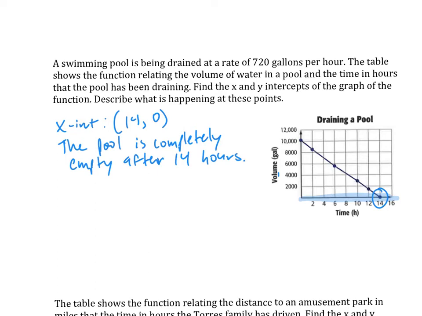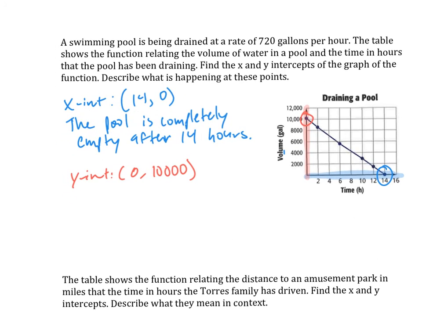Okay, now let's look at the y-intercept. That's on our y-axis here. It looks like the y-intercept is at 10,000. So y-intercept, x equals 0, y equals 10,000. And what's happening there is that's the amount of water that we start with. So the pool starts, after 0 hours, we still have 10,000 gallons. So that's what our pool starts at.